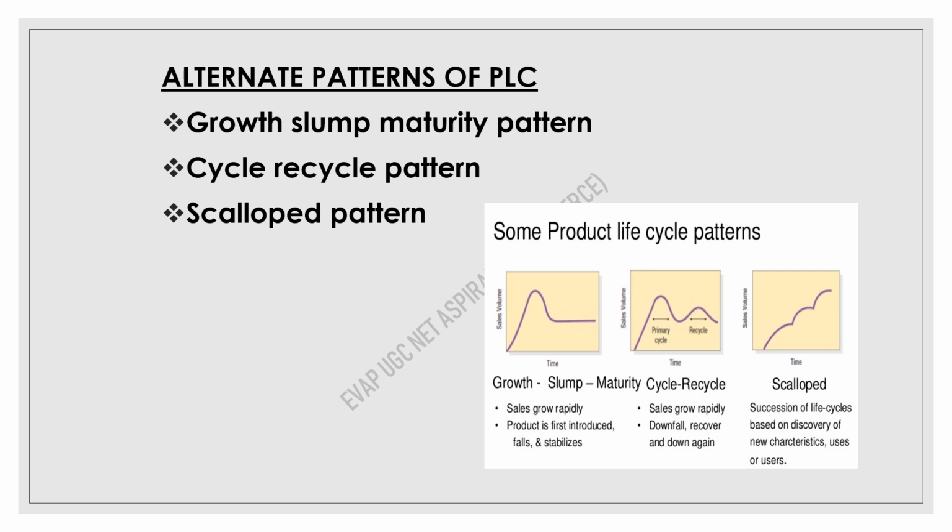That is called growth slump maturity. Next is the cycle recycle. Again, as the name suggests, first sales grows at a higher rate, then a downfall is created, then it recovers, and then again a downfall is created. That is the cycle recycle stage. Next is the scallop stage. In scallop stage, the succession of life cycle is based on discovery of new characteristics, uses or users. So based on the new characteristics or the uses or the users, the pattern keeps growing. So these are the alternate patterns of product life cycle.